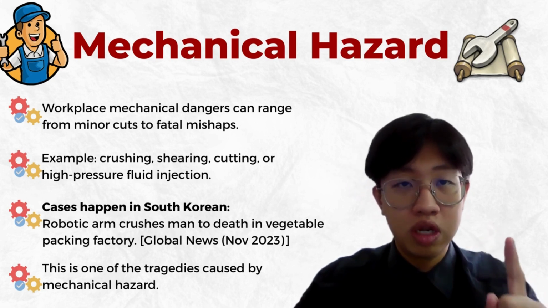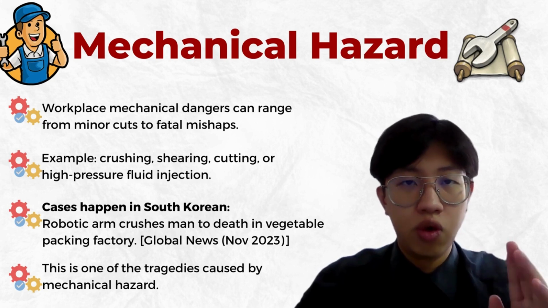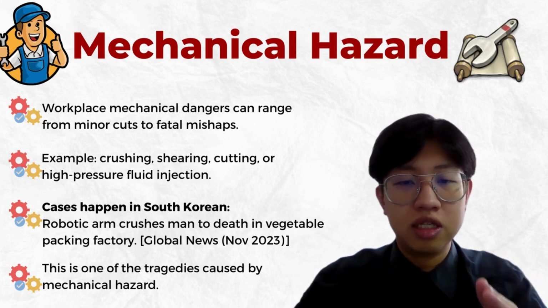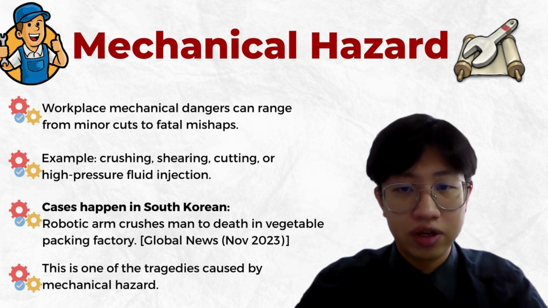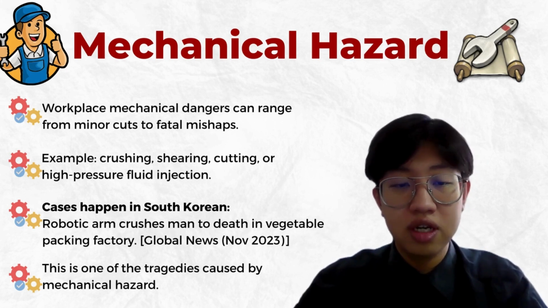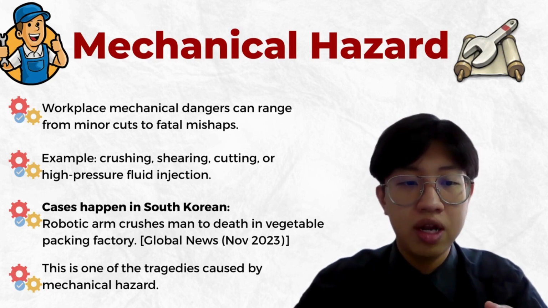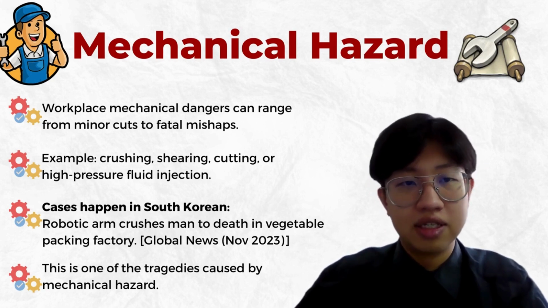According to Global News, November 2023, there is a case that happened in South Korea, in which a robotic arm crushed a man to death in a South Korea vegetable packing factory. Based on the news, a man in South Korea died this week after he was crushed by an industrial robot that could not differentiate him from a box of vegetables. This is one of the tragedies caused by mechanical hazard.